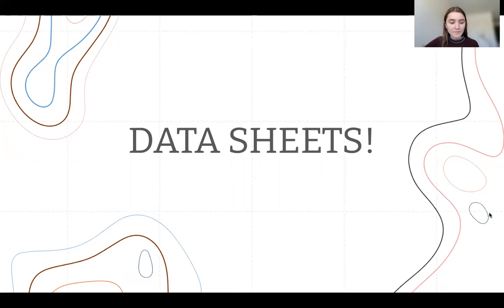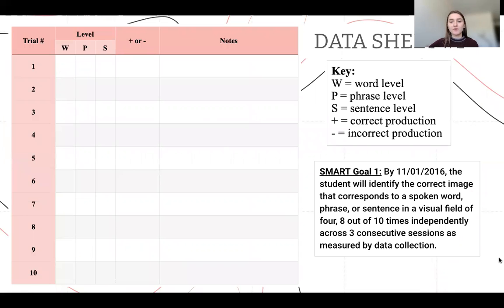Okay, so now I'm going to go over the data sheets that we created for this assignment. We focused on goals 1 and 2 for the activities to make the data sheet. One of them is binary and one of them is multidimensional. So the first one is for goal 1, and it is a binary data sheet. If you recall, the goal required the student to focus on identifying the correct image that corresponds to a spoken word, phrase, or sentence. And in each objective, it went from word to phrase to sentence.